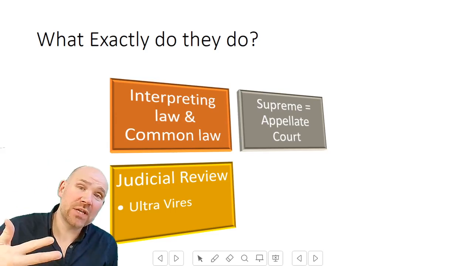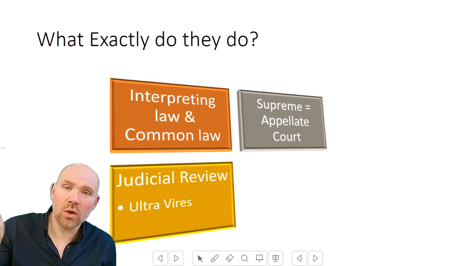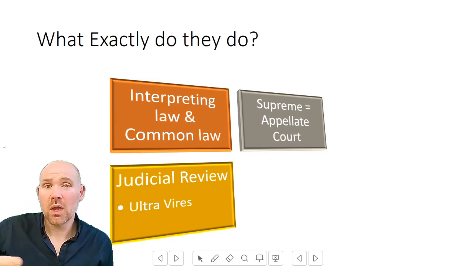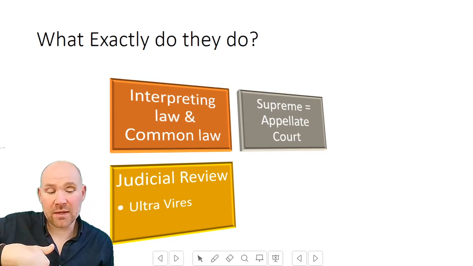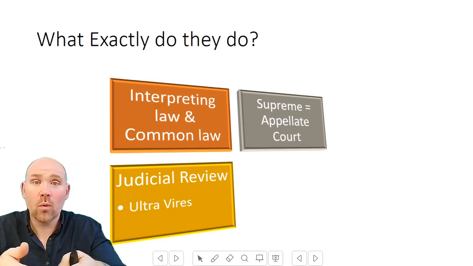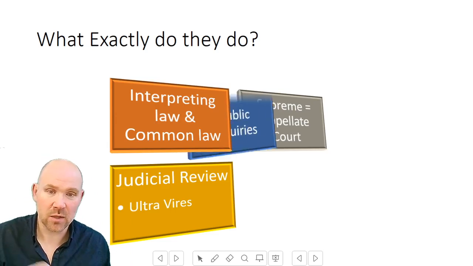And sometimes people have challenged the government and said, well, you are not allowed to do that. You don't have the power to do that. And then the judges, the Supreme Court, will make a ruling about whether that government minister or that government official has acted within their powers or whether they have committed ultra vires and gone beyond it.